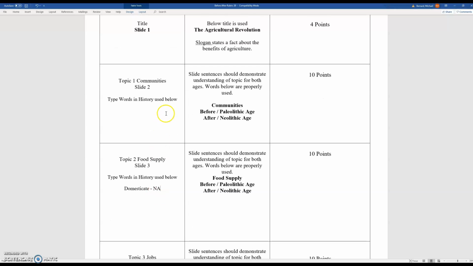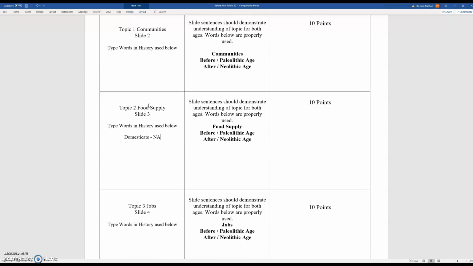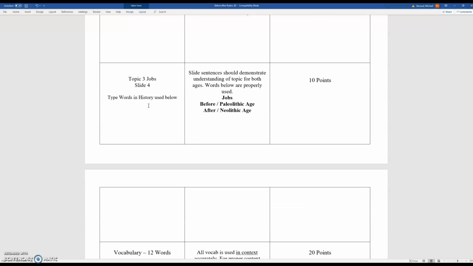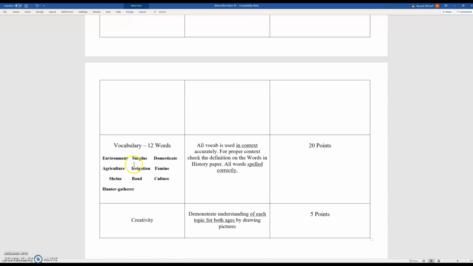Now, it says type words in history used below. Okay, so in order to organize your thoughts, you are going to type in these boxes the vocabulary words or the words in history that you will use on that particular slide. And in this way, you'll make sure that you've used all the words. So, here are all the words right here.